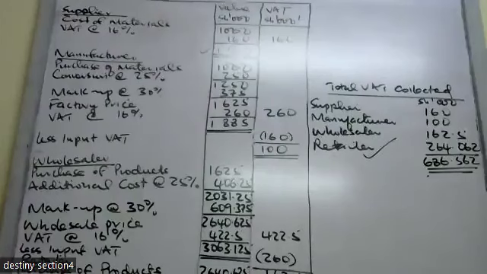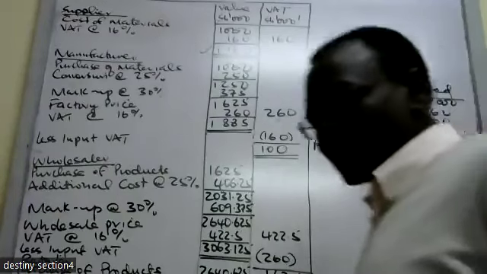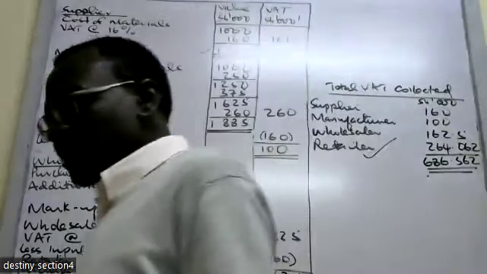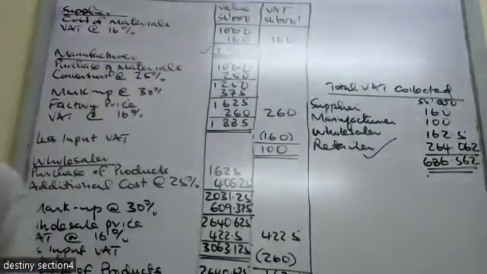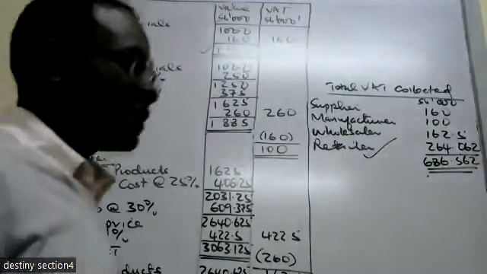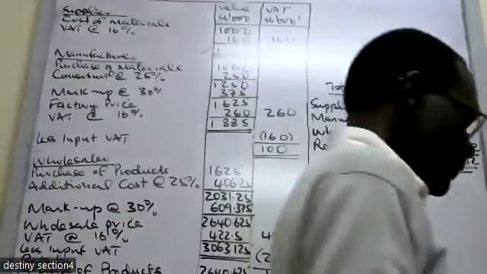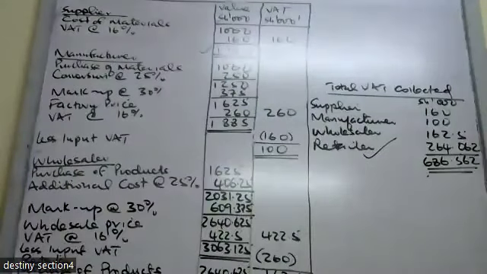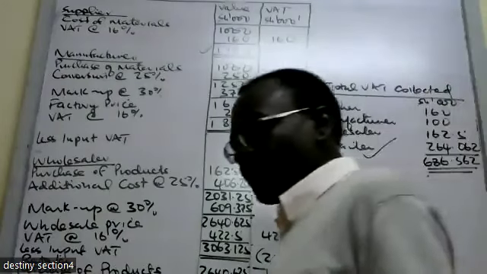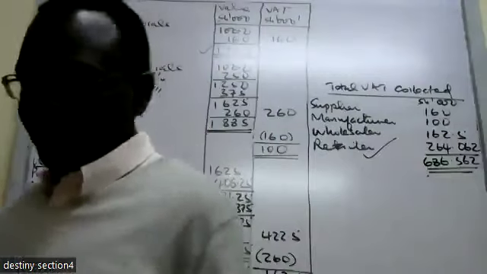The participants in the production and distribution chain are simply the collection agents of the government.